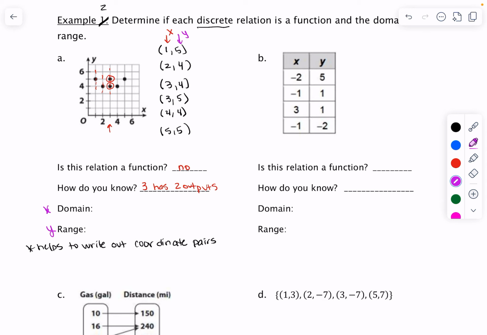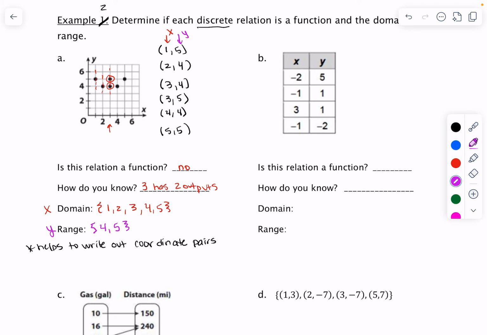Using set notation, oops, didn't mean to put that in red so we can see it easier. So my domain, use set notation: I've got 1, 2, 3, doesn't repeat, 4 and 5. And my range is all of the y values. Now we have to put the ranges in order from least to greatest. So the lowest range is just 4. Don't repeat the 4. Highest range is 5. So I just have a simple 4, 5 for my range.